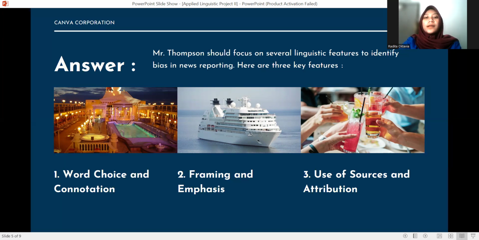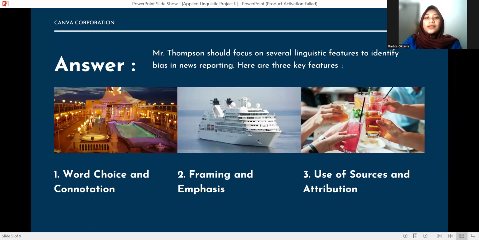For the second, framing and emphasis. Framing refers to the way information is presented and what aspects are emphasized or downplayed. This can include the headline, the lead paragraph, and the overall structure of the article.